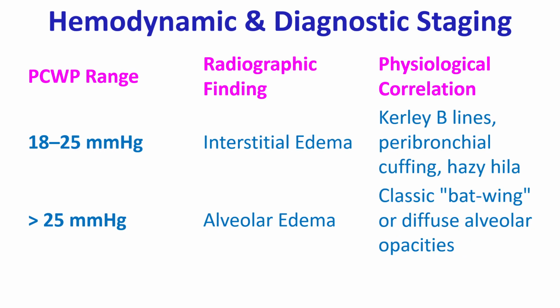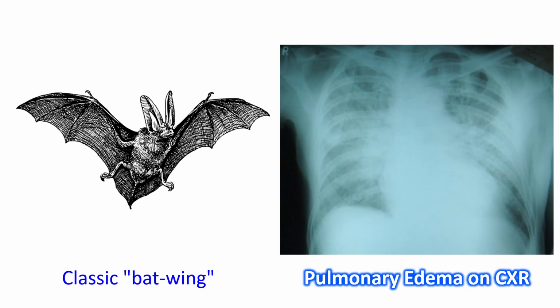PCWP 18 to 25 millimeters of mercury. Radiographically you see interstitial pulmonary edema manifest as curly B lines, peribronchial cuffing, hazy hila. When the pressure rises above 25 millimeters of mercury, it causes alveolar edema, the classic bat wing or diffuse alveolar opacities. Here is an illustration of curly B lines on a magnified spot film. Typical bat wing pulmonary edema on chest X-ray, with a bat wing for comparison.